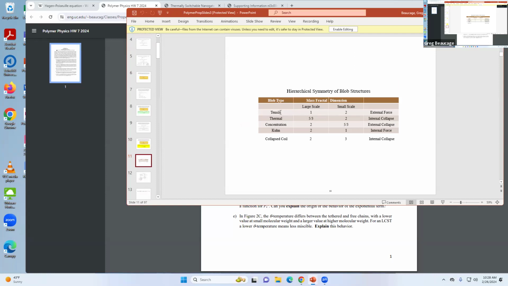If you pull a force on the chain, it goes through that transition. So that's the simplest one. Temperature does the same thing. Concentration also makes these things. And then if you think about it, the Kuhn length of the step length itself is a transition. So you have the chain fully straightened out at very small scales, and then it goes into this random coil.